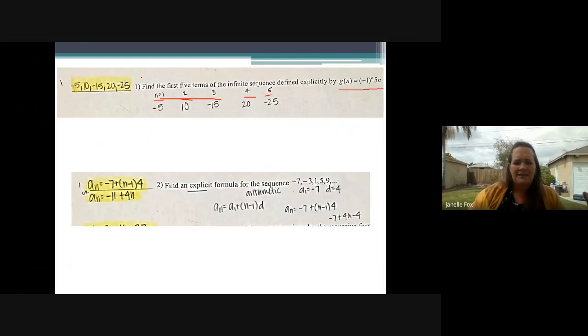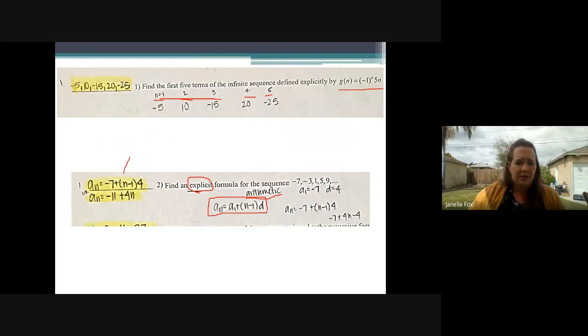For number 2, it asks us to find an explicit formula, okay? When we find an explicit formula, we sometimes need to see what the pattern is. And when I looked at this pattern of -7, -3, 1, 5, and 9, I recognized that it was in fact an arithmetic sequence. Arithmetic sequences have a rule that you can just plug some numbers into. You take the first term, a sub 1, and then add in parentheses n-1 times the common difference. My common difference happened to be 4. It's going up by +4 each time, and my first term was -7.